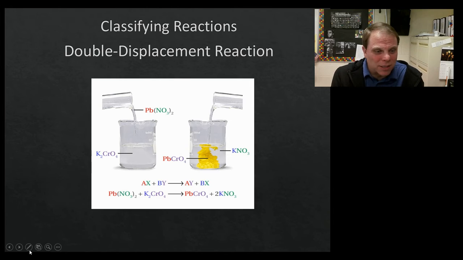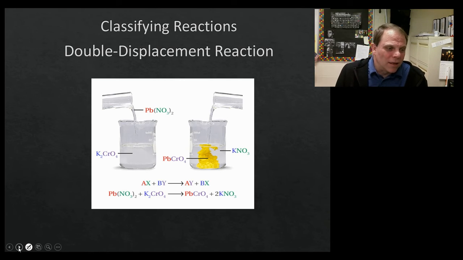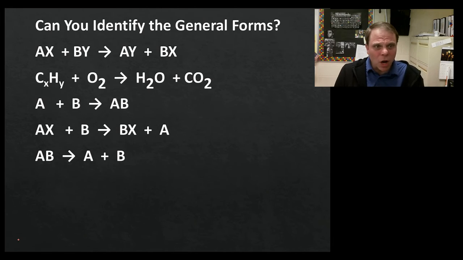It's considered dangerous, and so we don't typically do it, but it's a really cool reaction to look at, and that literally is what happens. You pour those two liquids together, and you form this yellow cloud, which if you let it dry out, turns into a solid powder. So can you identify these general forms?